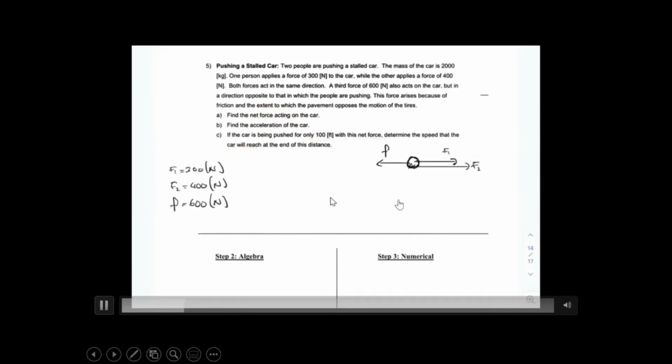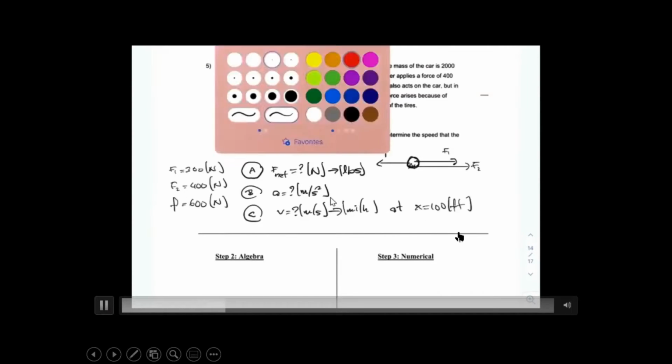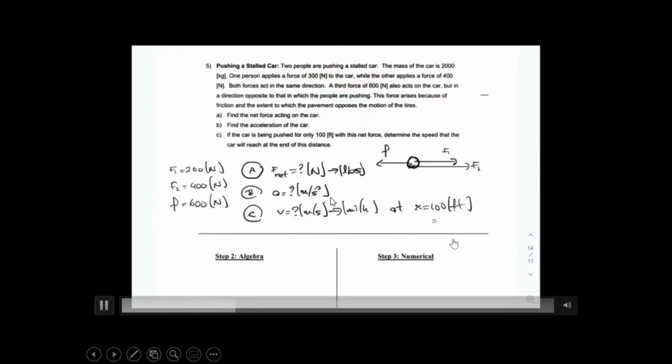Okay, we are recording. All right, so the first thing is what's the net force in terms of newtons and pounds and the acceleration of the vehicle. And then if these people keep on pushing on this car for about 100 feet, how fast would the car be moving? All right, so the only conversion is this 100 feet to meters.